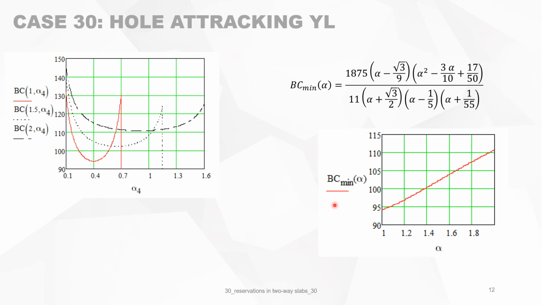And now from this graph, you can see immediately, for the type of hole that we are discussing, that when alpha is 1.4 or bigger, you have no loss in bearing capacity whatsoever. So you can make any size of reservation without losing bearing capacity. If alpha is smaller than 1.4, then you should be careful, because you can have a certain bearing loss.